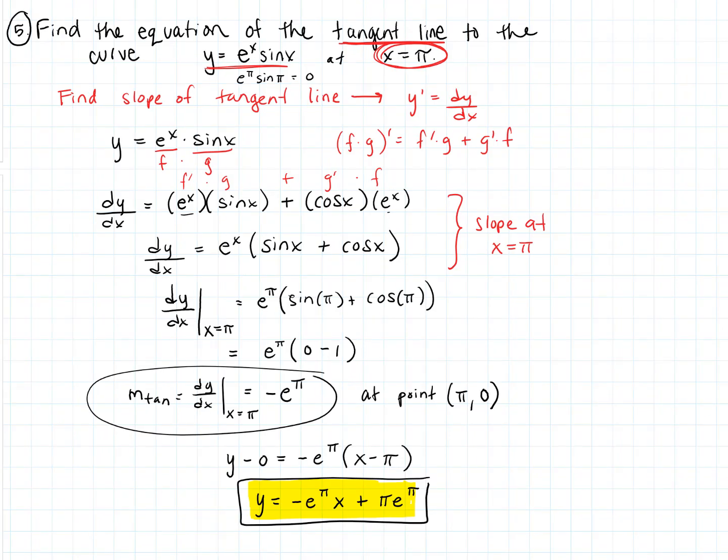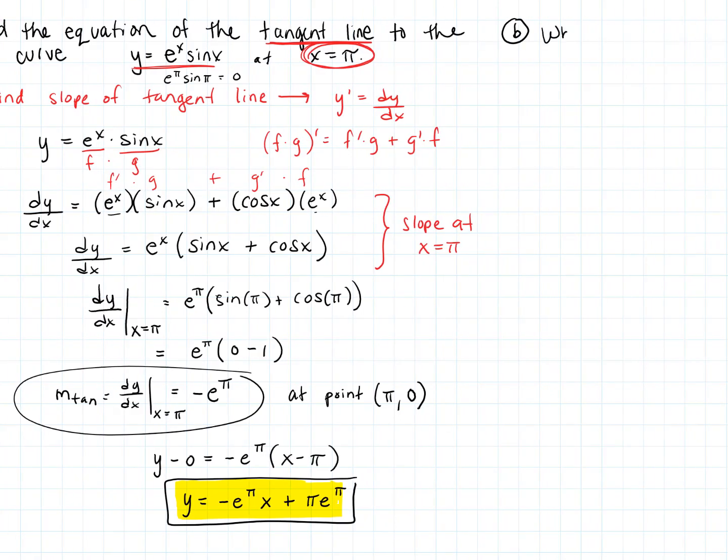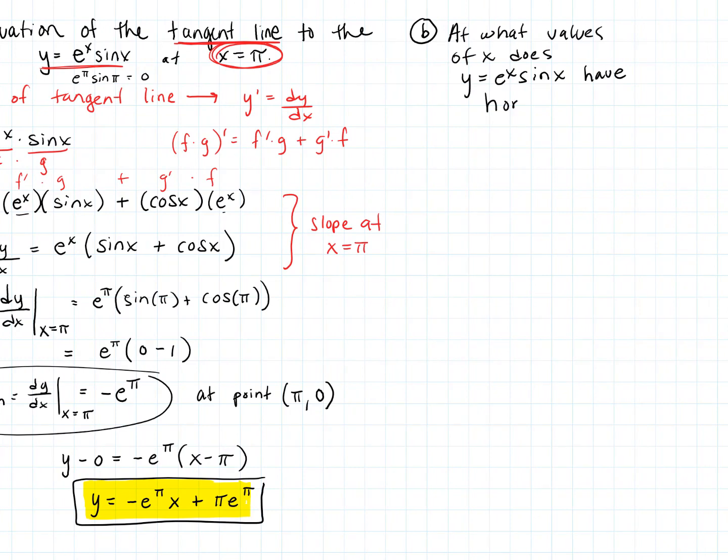Let's ask one follow-up question to this particular problem. Let's ask, when would this function have horizontal tangent lines? So let's call this part A, and let's do part B. And let's say, at what x values of x does y equals e to the x sine of x have horizontal tangent lines?